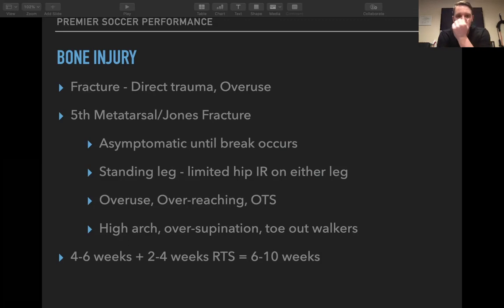Okay. So what do we do about it? If it's injured, well, we've got to do 4 to 6 weeks of rehab plus 2 to 4 weeks of return to sport. So you're going to be out for about 6 to 10 weeks with a fracture. Okay. To prevent this, again, we've already gone over it, right? Physical preparedness.